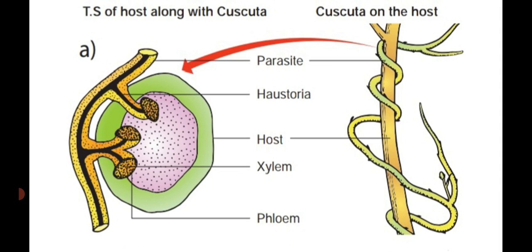Dear students, the diagram is very important for a 2-mark question, and also writing short notes on holoparasite or total parasite is an important 3-mark question. No need to draw the diagram for the 3-mark question, but this diagram will come for the diagrammatic question: draw and label the TS of Cuscuta and label the parts.